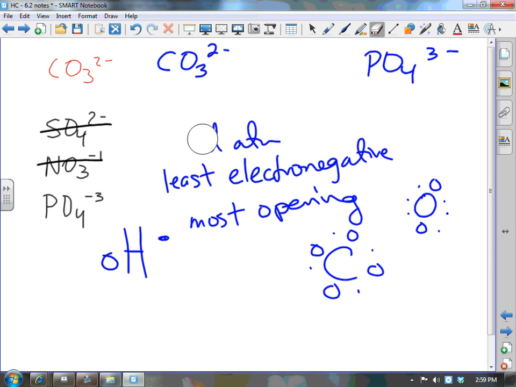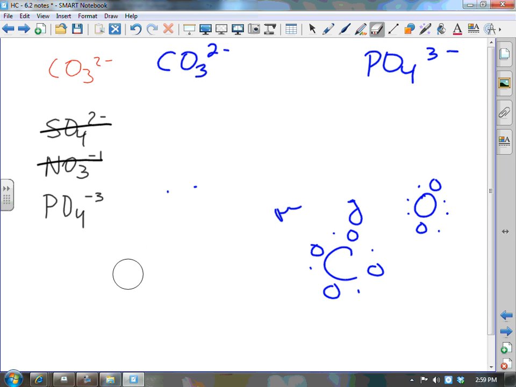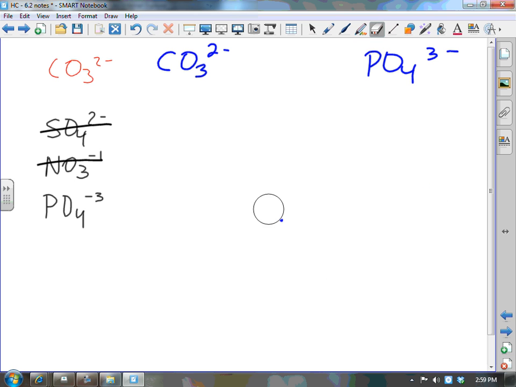All right, so if we look at CO3 and we look at PO4, we draw these out. If we know carbon is in the center with the first one, we've got 3 oxygens that are somehow going to bond to it.